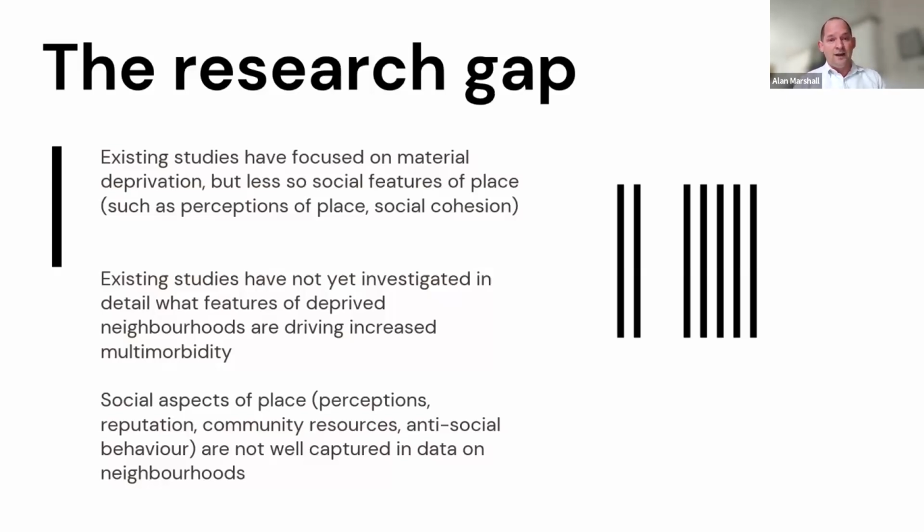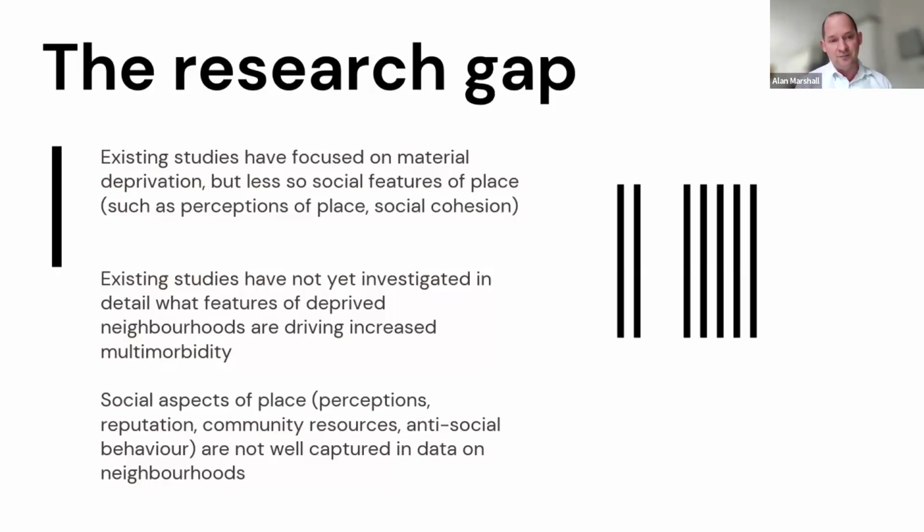Existing studies have not really investigated in detail what features of deprived neighbourhoods are driving increased levels of multimorbidity. Many papers will include a measure of deprivation for a place, and they will associate that with a health outcome like multimorbidity, but the pathways that underpin that association are less investigated.